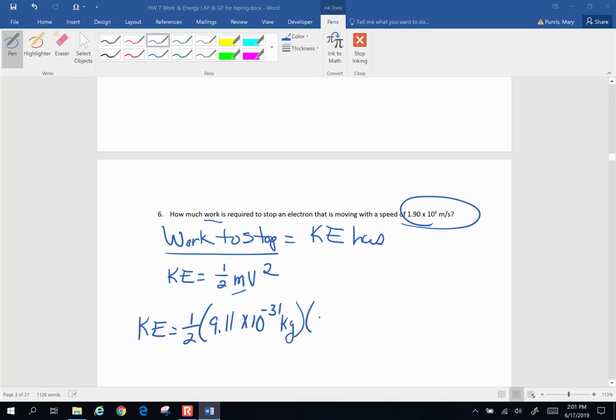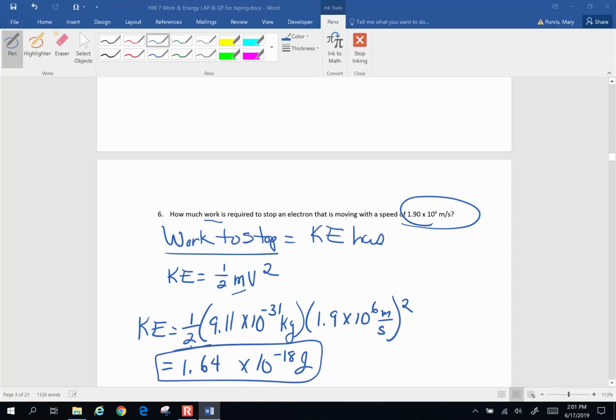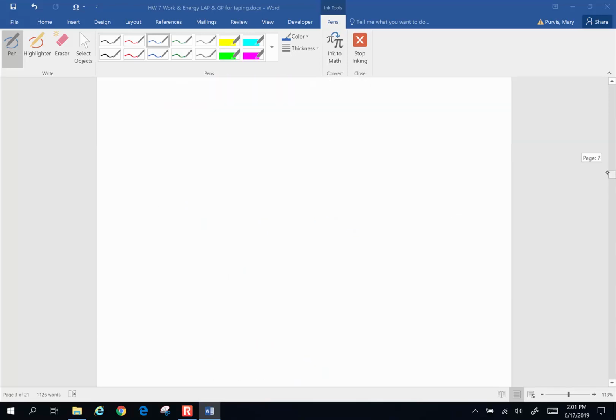The velocity in this case is 1.9 times 10 to the 6th meters per second. Square that velocity, and let's see what we end up with. 1.9 times 10 to the 6th quantity squared times 9.11 times 10 to the negative 31 divided by 2, and I ended up with a kinetic energy of 1.64 times 10 to the negative 18 joules. That is the kinetic energy of that electron. One electron, not a lot of kinetic energy. Lots of electrons, lots of kinetic energy.